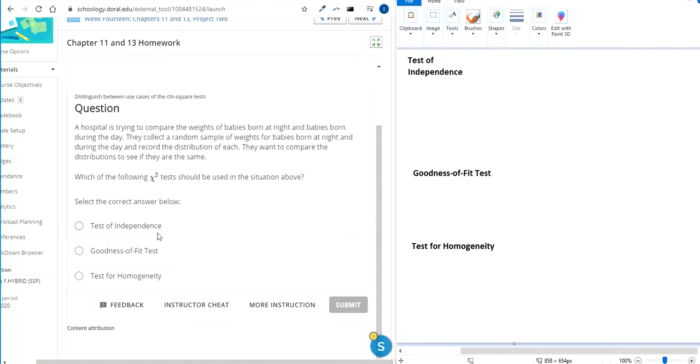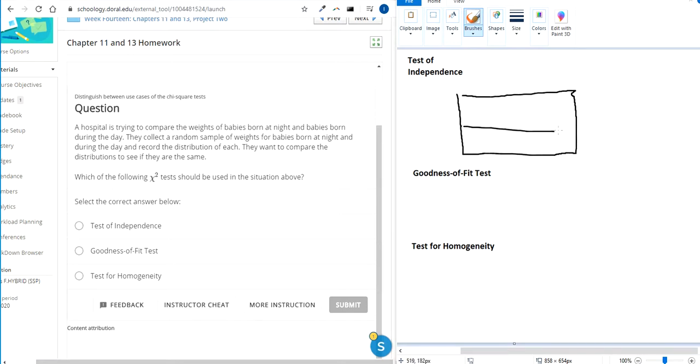Okay, for this question, we're supposed to pick from these three chi-squared tests. Before we do that, just a quick idea of what each of these mean. The test of independence is when you're trying to compare two categorical variables and you want to see whether they are dependent on one another, whether they affect one another, or whether they're independent of one another. Okay, and this is usually where you see a contingency table.